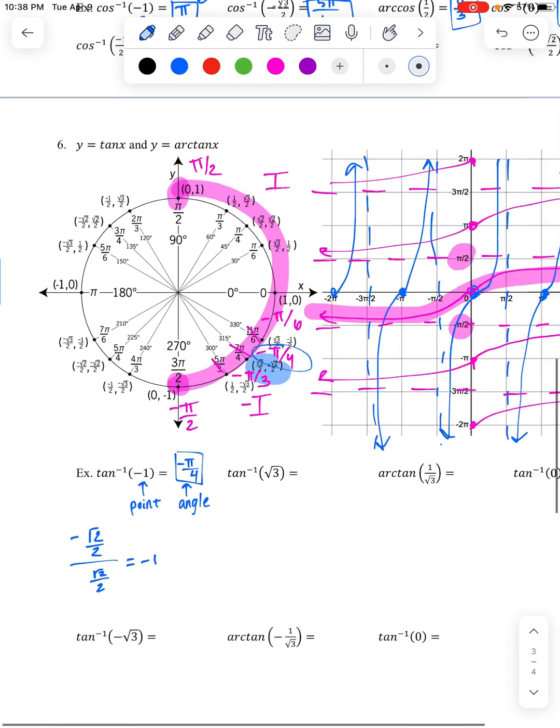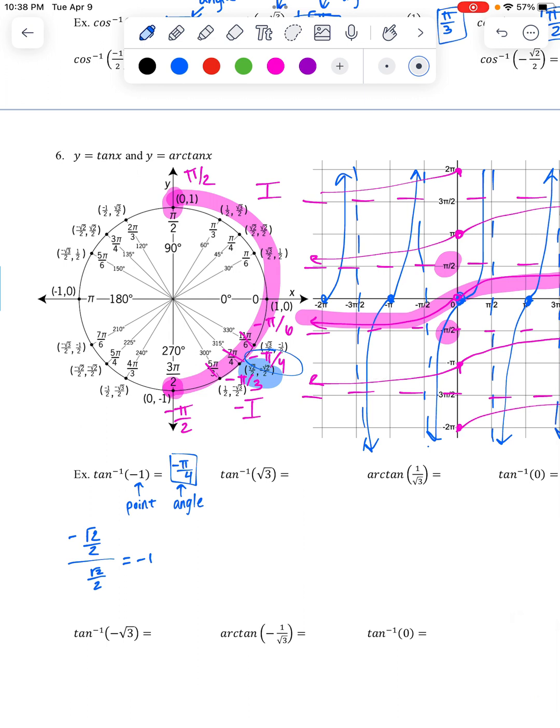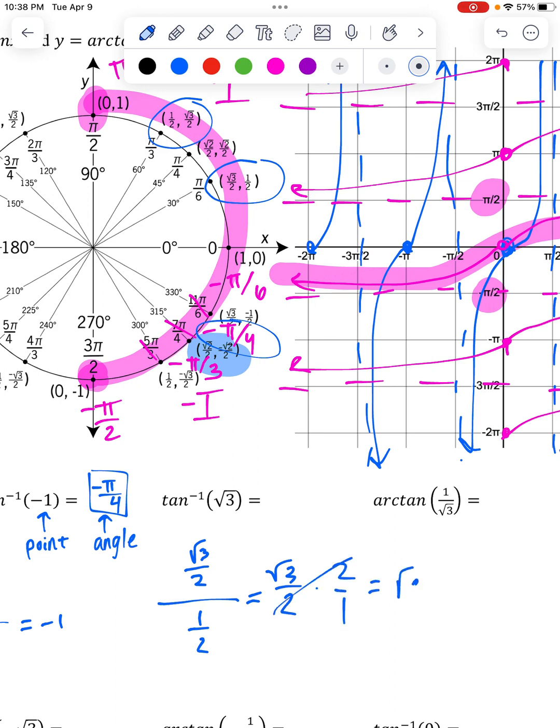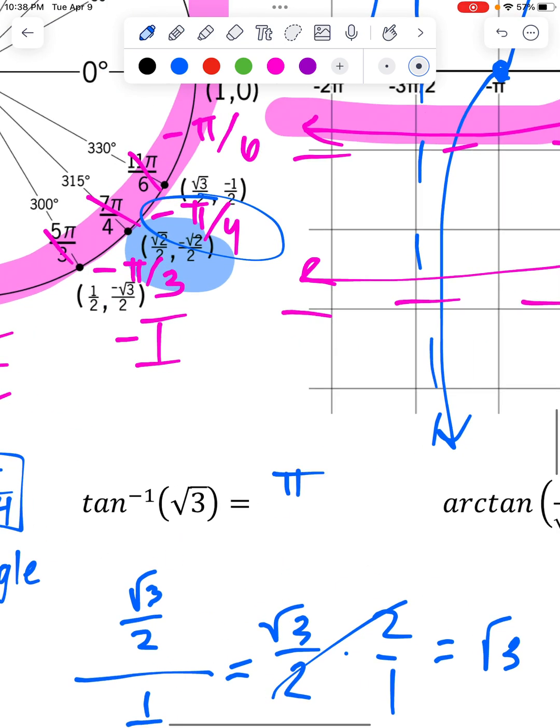Okay, inverse tan of square root 3. So I know it's going to be positive. I'm pretty sure it's either here or here. I'm going to check pi over 3. Remember, tangent's y divided by x, so I'm going to do square root 3 over 2, the y, divided by 1/2, which is the x. Multiply by the reciprocal, these cancel, and I do get root 3. So at this angle, pi over 3, tangent is root 3. So remember, input point, output angle.